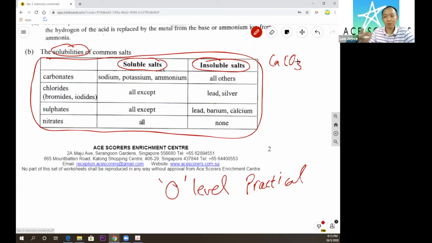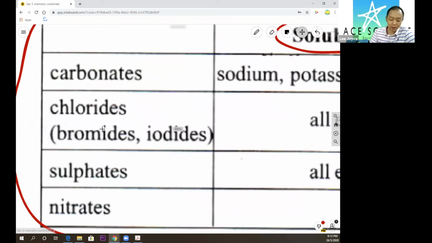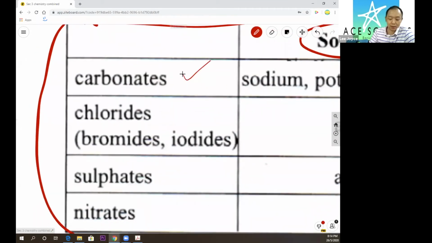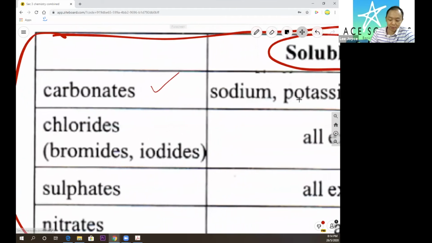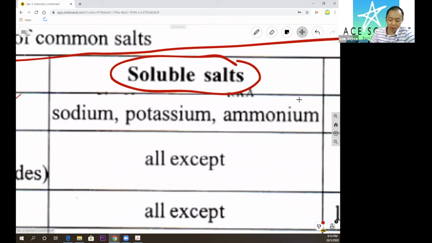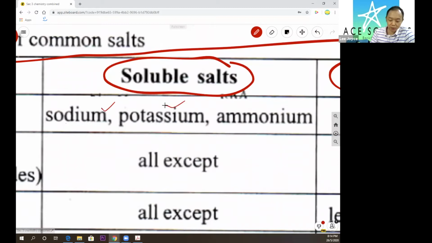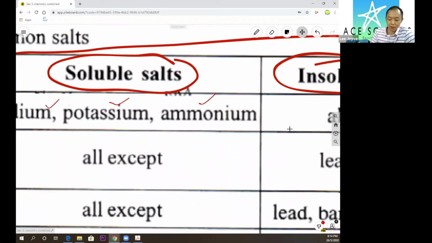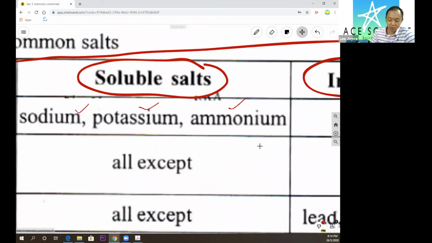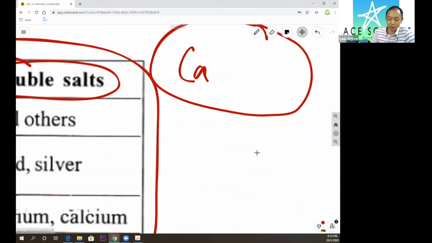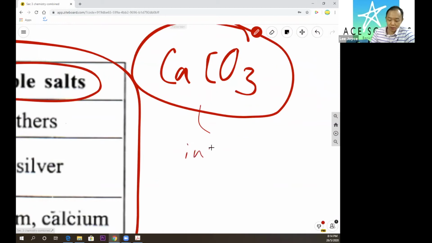So let me just give you an example of how to use it. Let's say they give you the chemical calcium carbonate, and they ask you, is calcium carbonate soluble or insoluble? You come to this table and look at the first column. Calcium carbonate falls under this category, right? Then you go to the right. Soluble carbonates only include sodium, potassium, and ammonium. Our candidate is none of these, so it is insoluble. So the conclusion: insoluble. Got it?